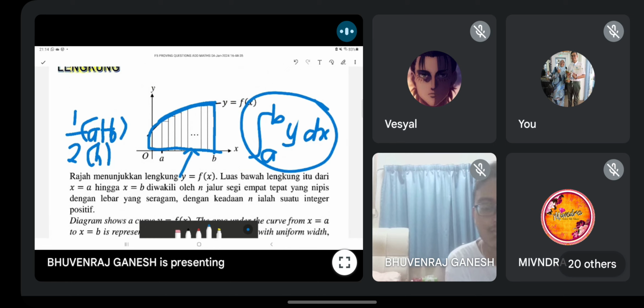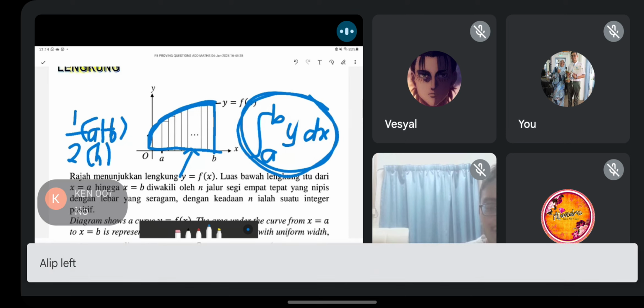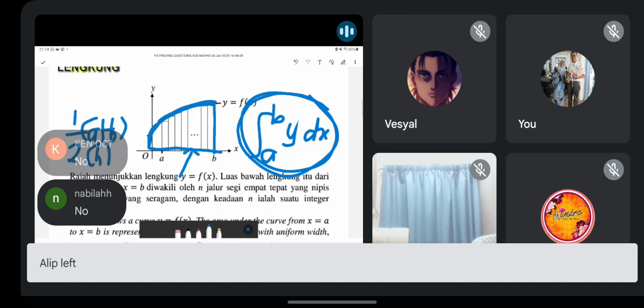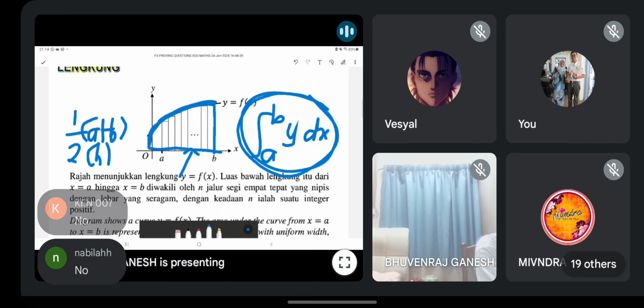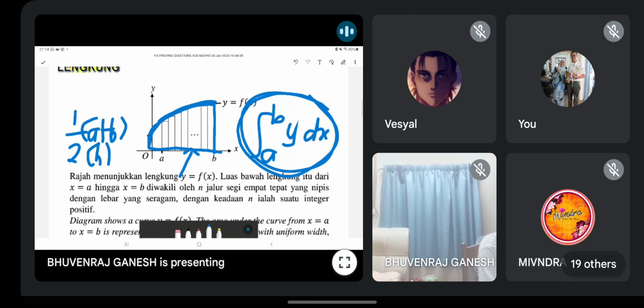Anyone? Ya atau tidak? If this kind of shape comes out, do we have such a formula or not? Besides integration, adakah kita ada rumus untuk kira? Hello guys. Yeah, you don't have. Okay, kita tak ada. That is why kita kena bahagikan kepada segi empat tepat. Because for a rectangle, we have a formula, right? We have the area of rectangle formula.